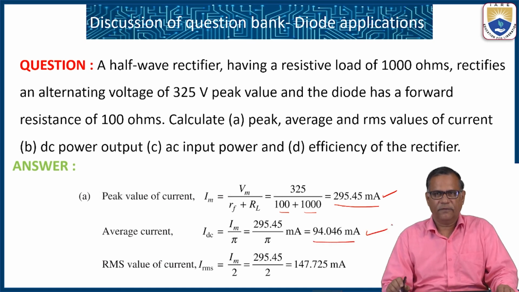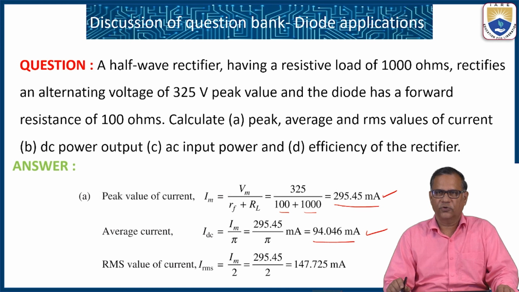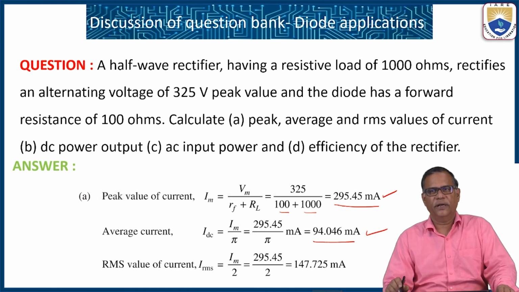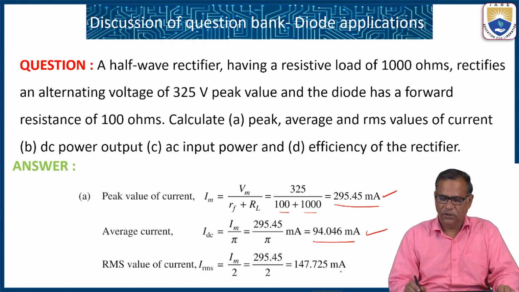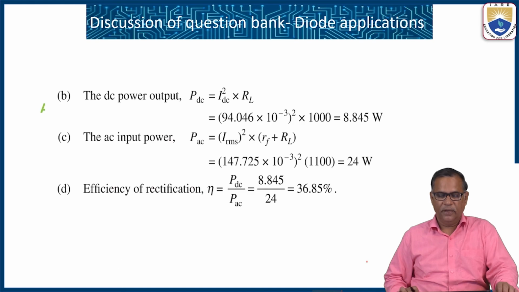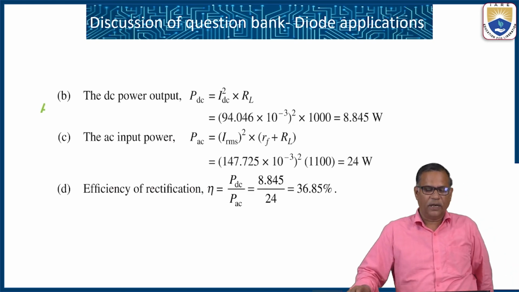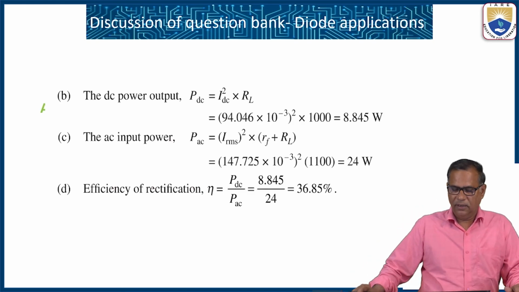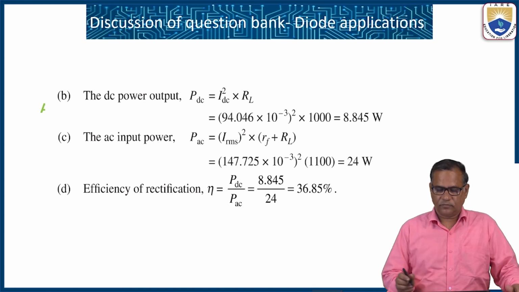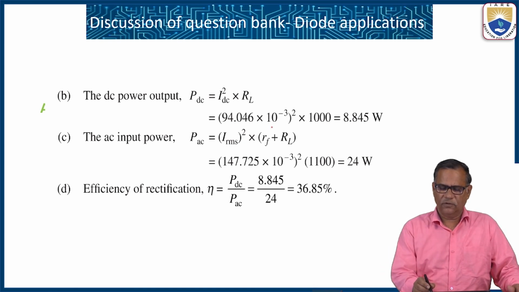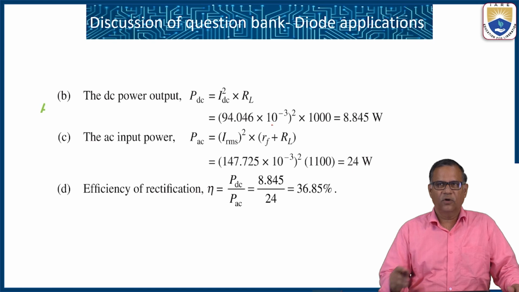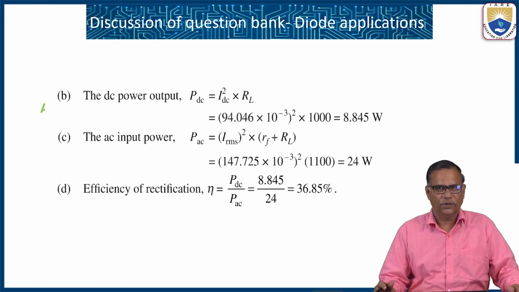The RMS value of current, IRMS is equal to Im by root 2. Sorry, Im by 2 because it is half-wave rectifier. So that is equal to 295.45 divided by 2. So that is equal to 147.725 milliamperes. What is the DC power output? IDC square multiplied by RL. So that is equal to 94.046 into 10 power minus 3 whole square into 1000. So that is equal to 8.845 watts.